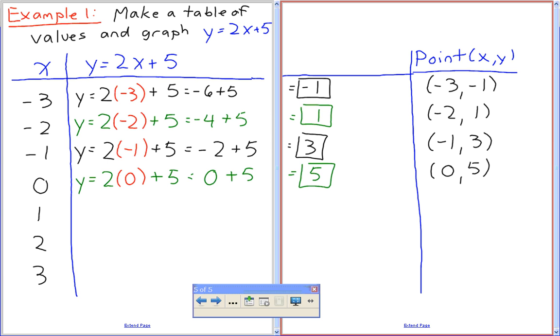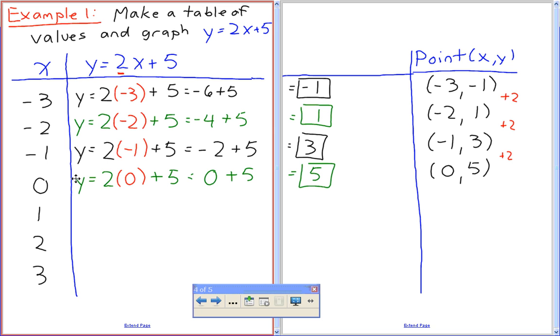Does anyone see what the pattern is here? Hopefully you should start to see some pattern in the y values. Yeah, we're just adding 2 each time. Right, so it's going to be plus 2, plus 2, plus 2. The reason that comes from your slope. We'll talk about slope a little bit more later on. You guys did that a lot last year. Your slope here is 2, which means it's going to go up by 2.